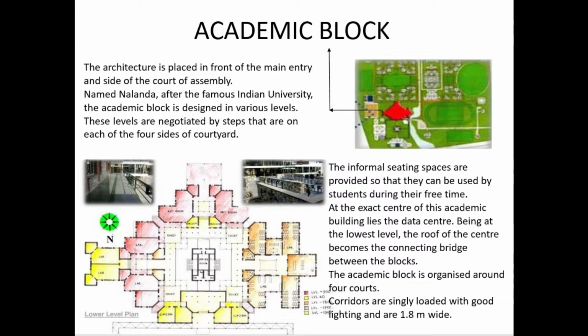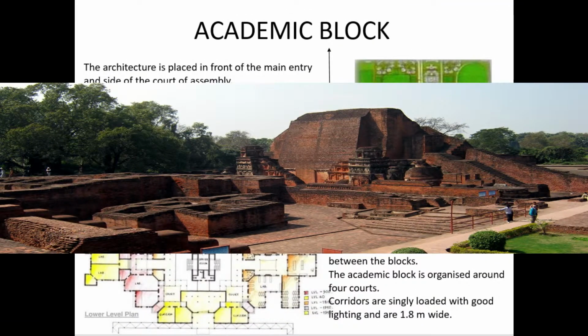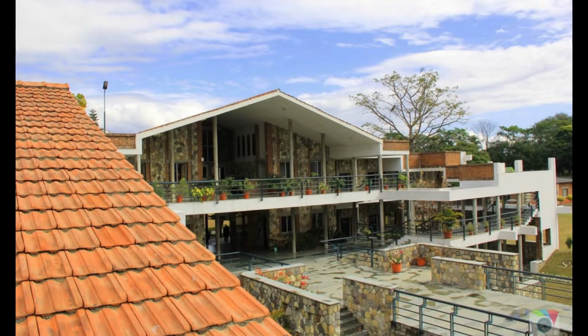The academic block is placed in front of the main entry, and beside the Court of Assembly. It is named Nalanda, after the famous Indian university. The academic block is designed in various levels. These levels are negotiated by steps that are on each of the four sides of courtyard.